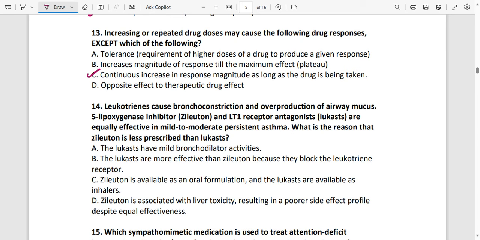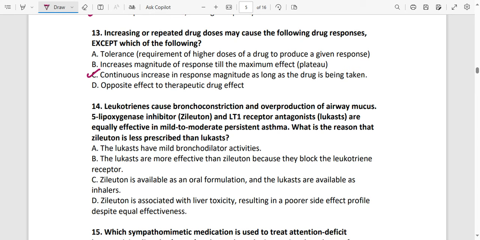What is the reason that Zileuton is less prescribed than Montelukast? A. Montelukast has mild bronchodilator activity. B. Montelukast is more effective than Zileuton because it blocks the leukotriene receptor. C. Zileuton is available as an oral formulation and Montelukast as inhalers. D. Zileuton is associated with liver toxicity, resulting in a poorer side effect profile despite equal effectiveness.